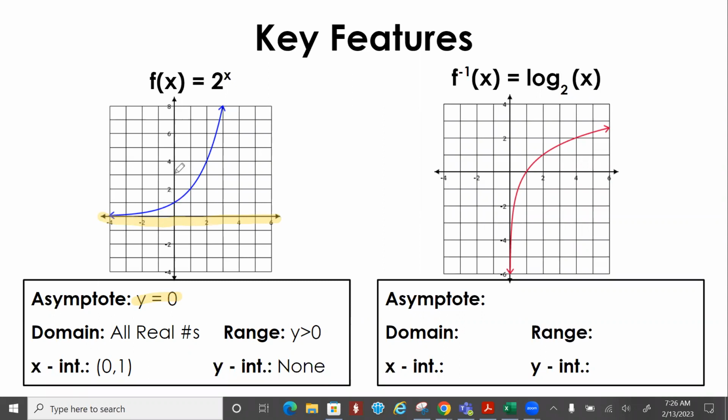That's not true. Go ahead and correct this on your paper really quick. Right here, there is no x-intercept. And right here, 0, 1 is the y-intercept. So go ahead and correct that on your paper, because that is not correct.